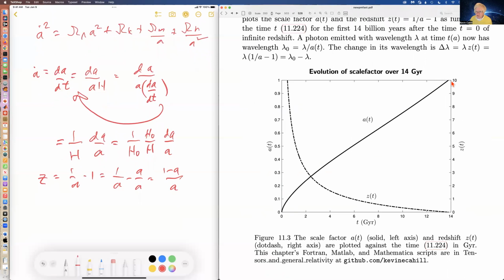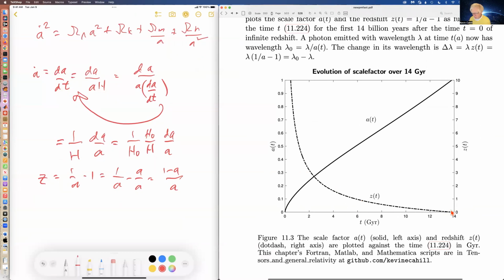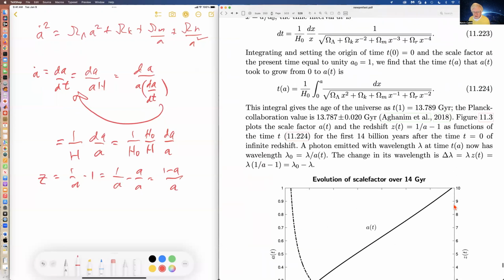What we see here is that at present time, of course, Z is 0 because A is 1, but at earlier times, back at 1 billion years, maybe 500 million years, Z was 10, something like that. So this curve has nothing to do with the physics. It's just a definition. On the other hand, this is the thing that I computed with doing this integral numerically.